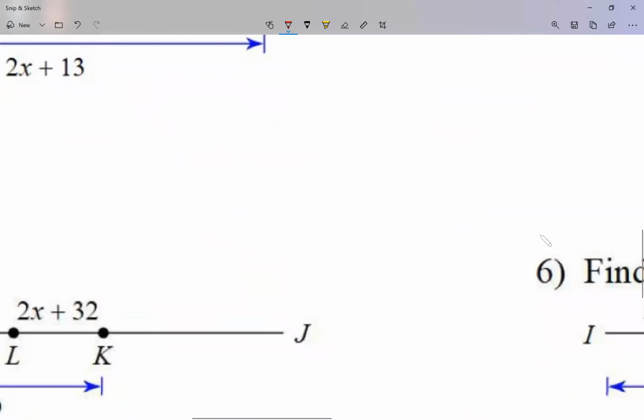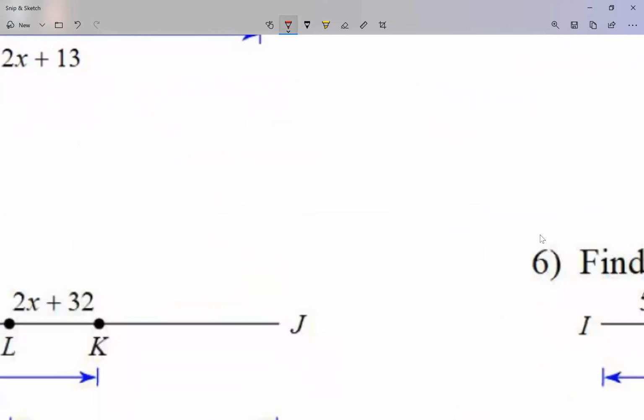All right, now looking at questions 3 and 4, there's one rule that we call the segment addition postulate. It kind of sounds fancy. Let me talk about that rule first. The segment addition postulate says if I have two segments, or three or more, if I have multiple segments, I can combine them, put them together, and it makes a bigger segment.